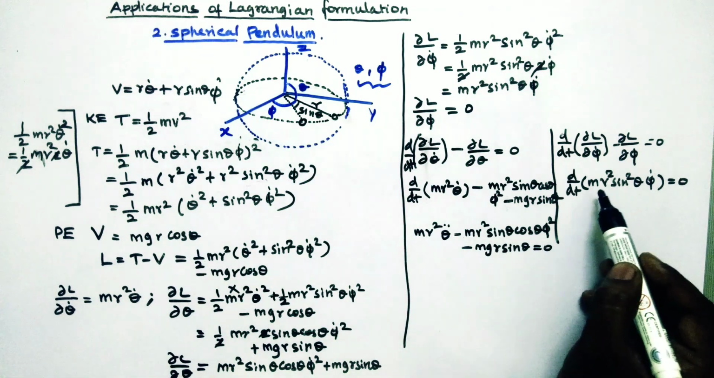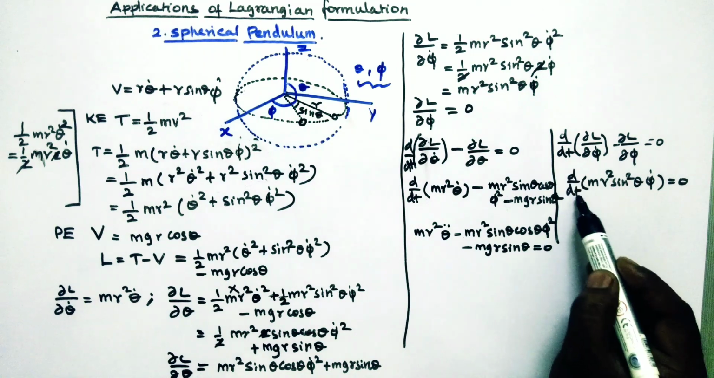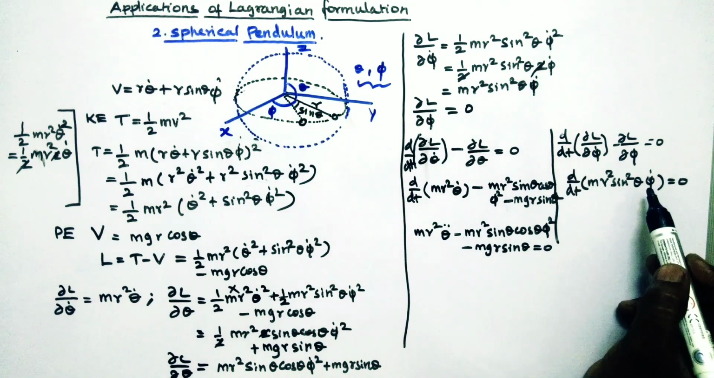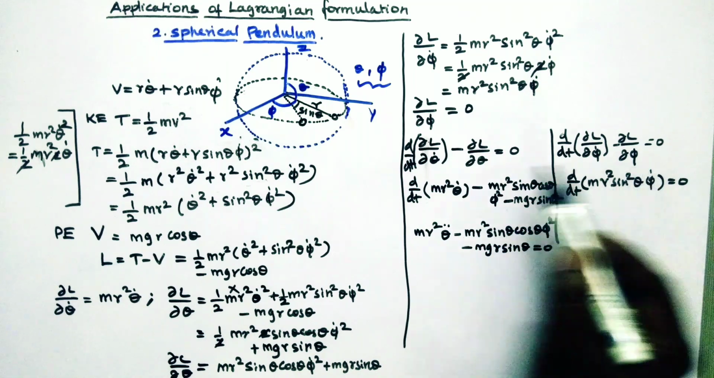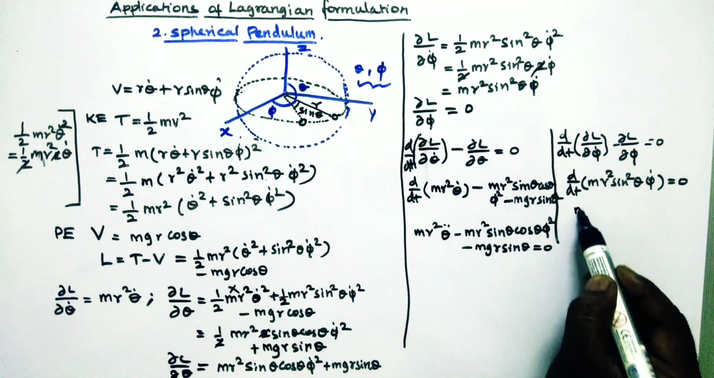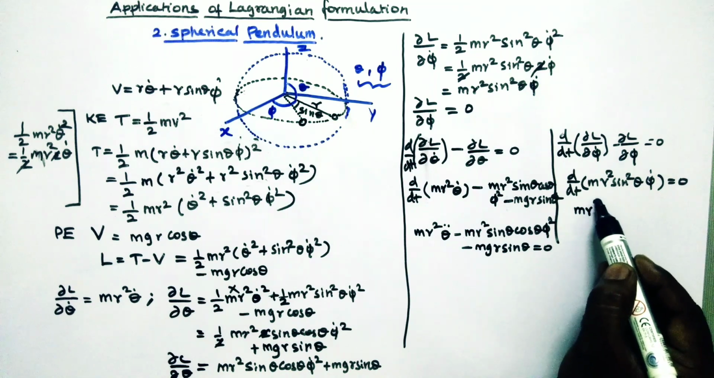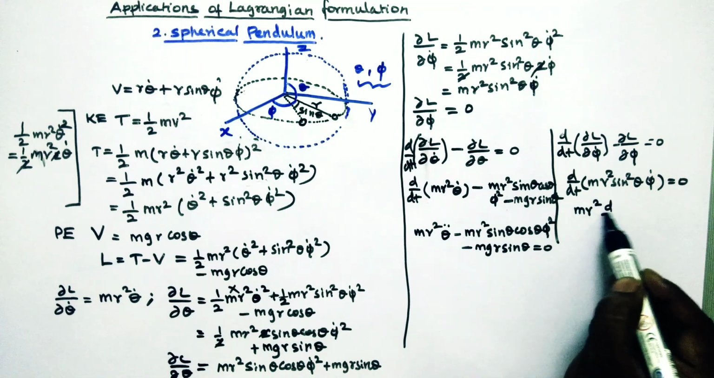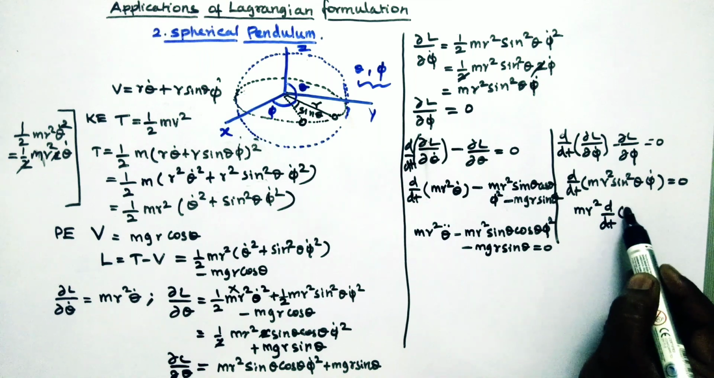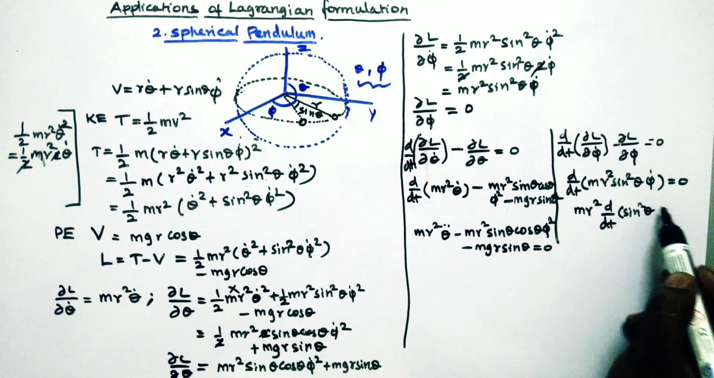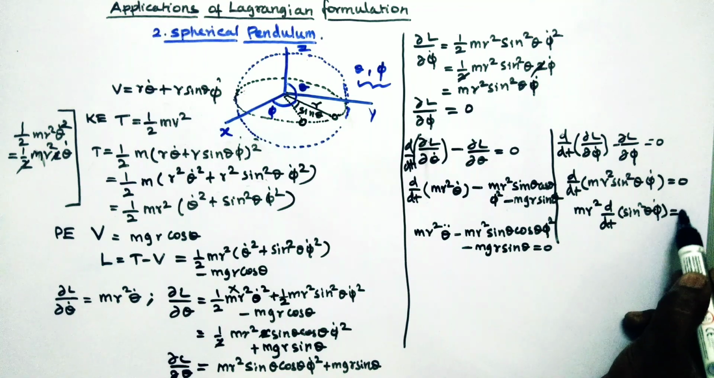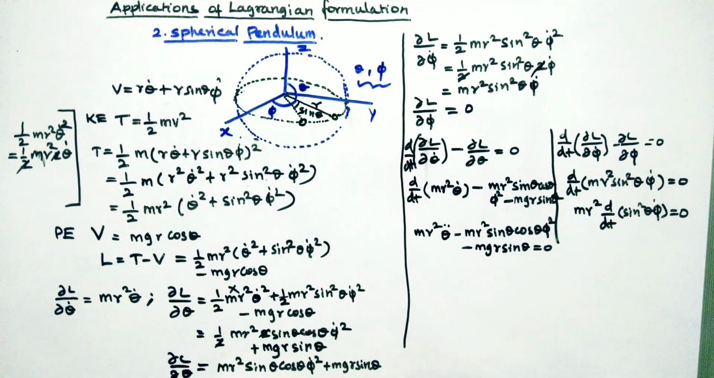Then here the differentiation factors are involved with only theta and phi, the spherical coordinates. Therefore we can write this equation as m r square d/dt of sin square theta phi dot equal to 0. So these are the solution for the spherical pendulum in the form of Lagrangian formulation. That's all.